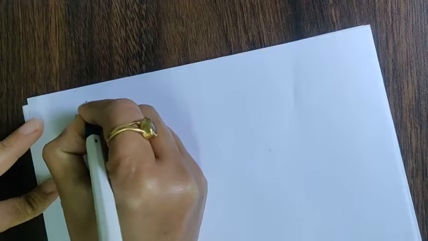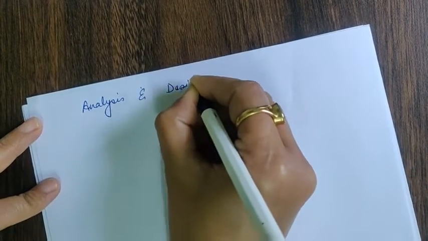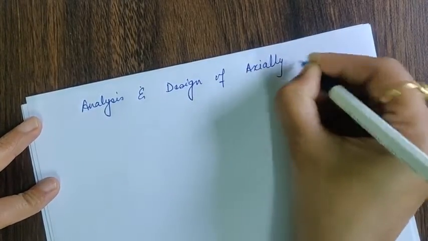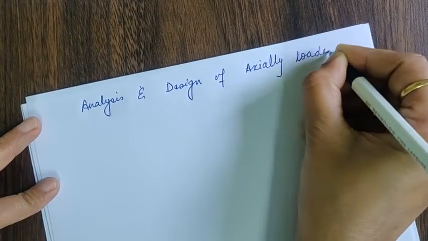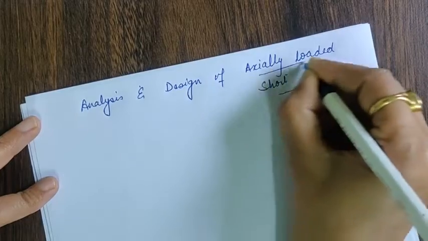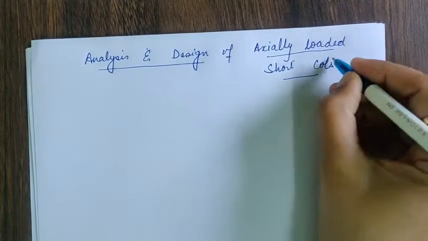Today we will be starting up with the analysis and design of axially loaded short columns. So what are the important things to be thought about in this case is columns. Columns are the members that are subjected to axial compression.